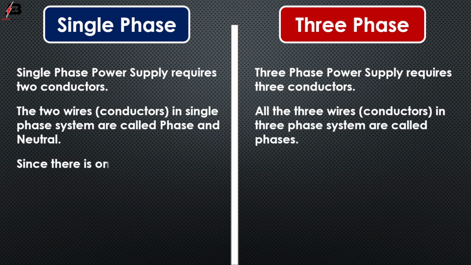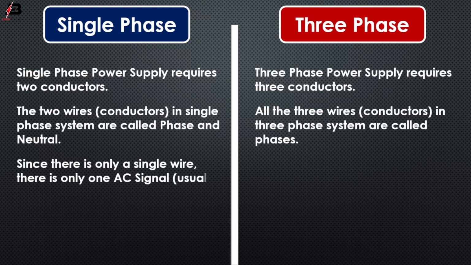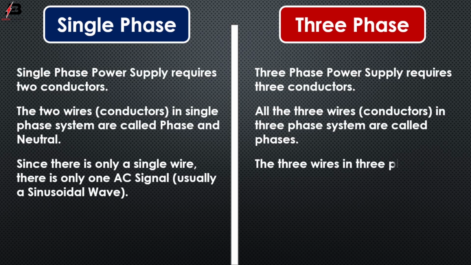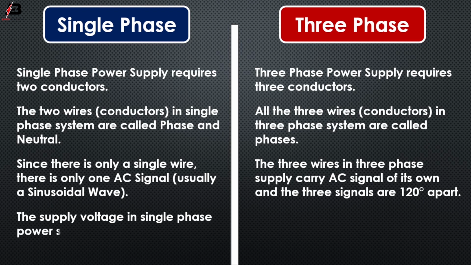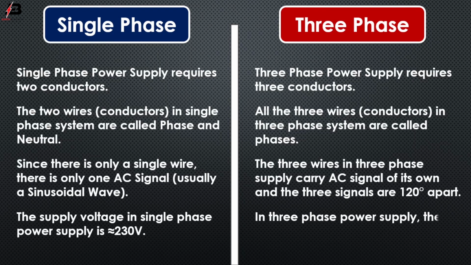Since there is only a single wire, there is only one AC signal, usually a sinusoidal wave. The three wires in a three-phase supply each carry an AC signal of their own, and the three signals are 120 degrees apart. The supply voltage in a single phase power supply is 230 volts. In a three phase power supply, the supply voltage is 415 volts.